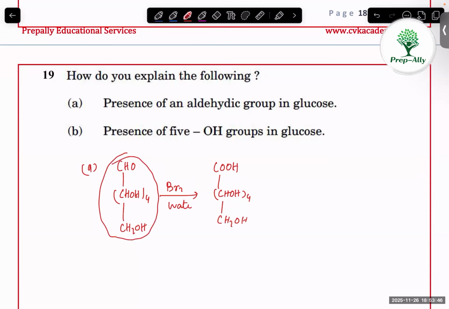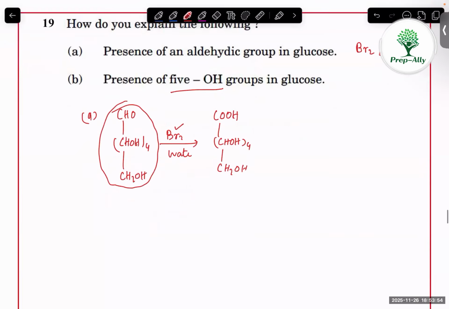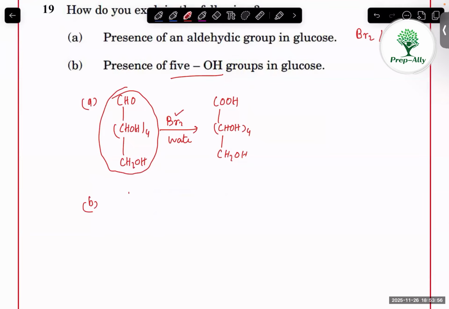So what you need to remember is this is basically glucose. So glucose, what is the reactant? That only you need to remember. What is the reagent? That only you need to remember: bromine water. Presence of 5 OH groups, how will you prove this? This is a new thing, but here also the reaction is very simple. CHO, CHOH four times, CH2OH. So what we will react this with is acetic anhydride. Acetic anhydride will react only with the alcohols. So what will you get?